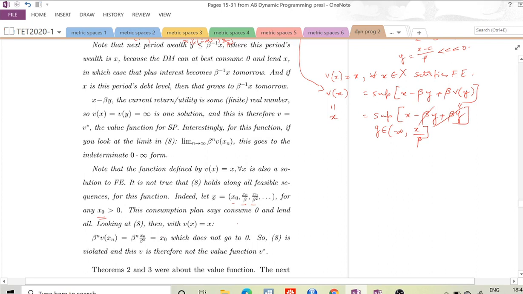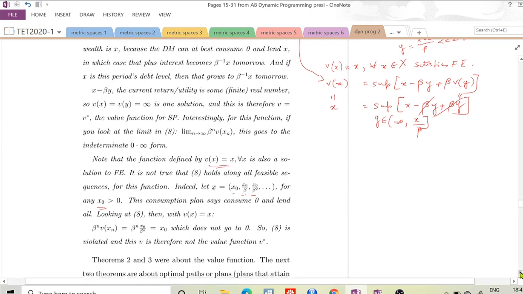Okay. So here is an example of a function V that solves the functional equation, but along this particular feasible path, this condition that it go to 0 as n tends to infinity fails. Okay. It's not a necessary condition, it's a sufficient condition, yet in this particular example, this V is not the value function. The value function we know is V star of x is equal to infinity for every x. Okay. All right.